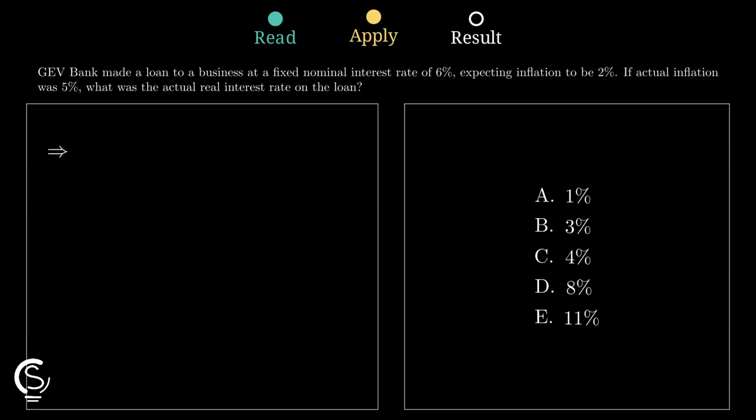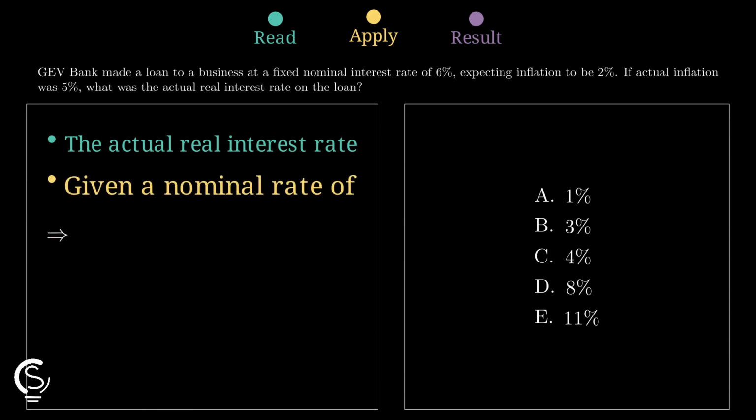The nominal interest rate is 6% and the actual inflation rate is 5%. So subtract inflation from nominal interest to get the actual real rate. That gives 6% minus 5%. That equals 1%. So the actual real interest rate on the loan is 1%. And that matches option A. Nice. Quick finish.